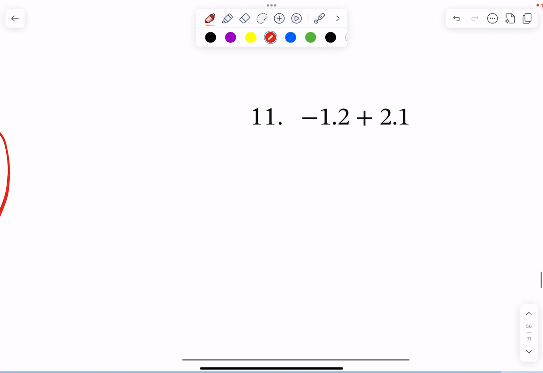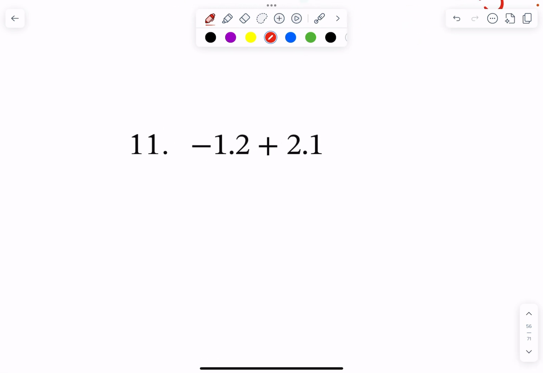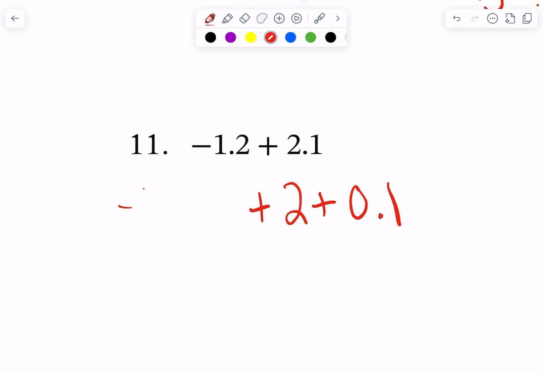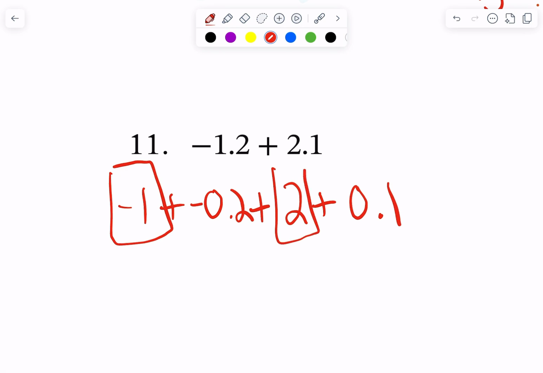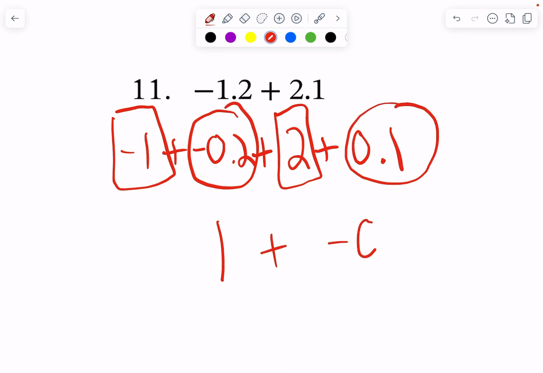And number 11, it's been a while since I've shown you one, so I'll just go ahead and show you this one. Let's go ahead and decompose. We'll start with 2.1 because it's a little bit easier. 2 plus 0.1. And now for our negative, negative 1 plus negative 0.2. So I always like to start with my integer portions, which are going to be negative 1, positive 2. That's going to be a positive 1. And here's the part where a lot of students get mixed up. So we have negative 2/10, positive 1/10, and that's going to combine to equal a negative 1/10.